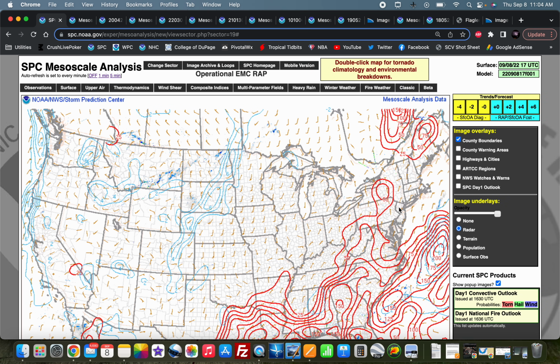Again, I like to call 3 CAPE and surface vorticity the cheat code because it can really discriminate between tornadic and non-tornadic environments when all other parameters are there.